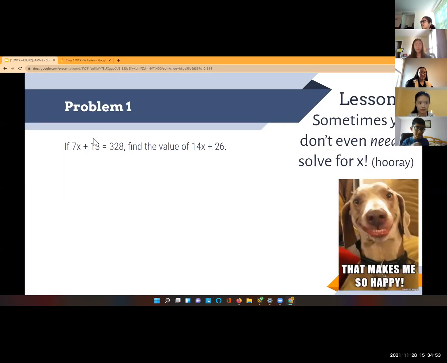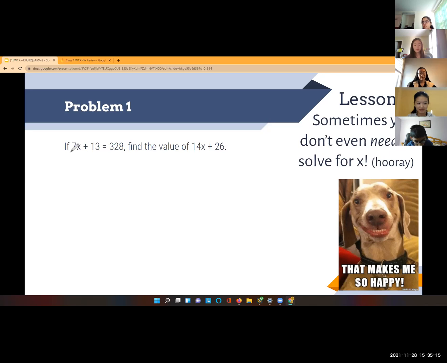Right, now we're going to learn how to take shortcuts, which is going to be very helpful because a lot of the time you're going to find yourself in a time crunch on a MathCounts test. So you need to figure out which problems you can do with a shortcut to get it done faster. Our lesson here is sometimes you don't even have to solve for x to get the answer.